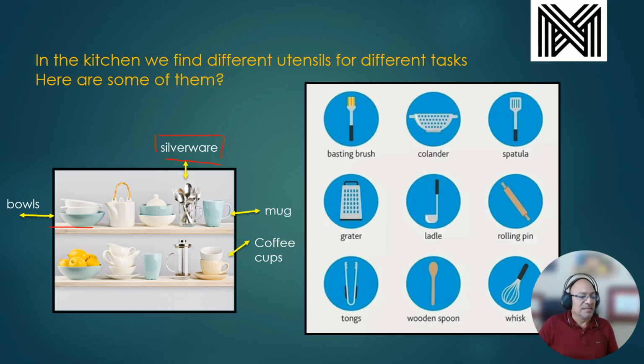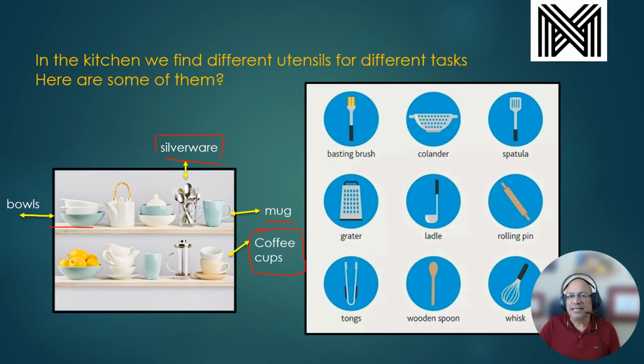Silverware. Then we have a mug. I like to drink coffee or chocolate in a mug rather than in a coffee cup. Some people like their coffee in coffee cups. These are a medium size. And if you prefer tea, obviously you will drink it in the small teacups.